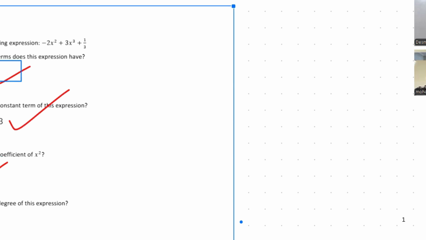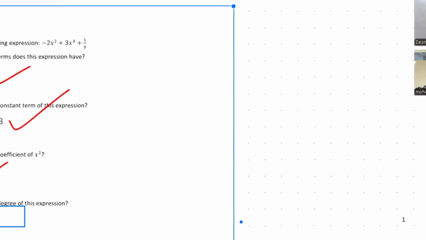Now we can answer D. What is the degree of this expression? I think it is x to the power of 5. Remember, what is a degree? The degree is like the exponents. So which one are they referring to? Because they just say, what is the degree of this expression? So we're just going to say 5.